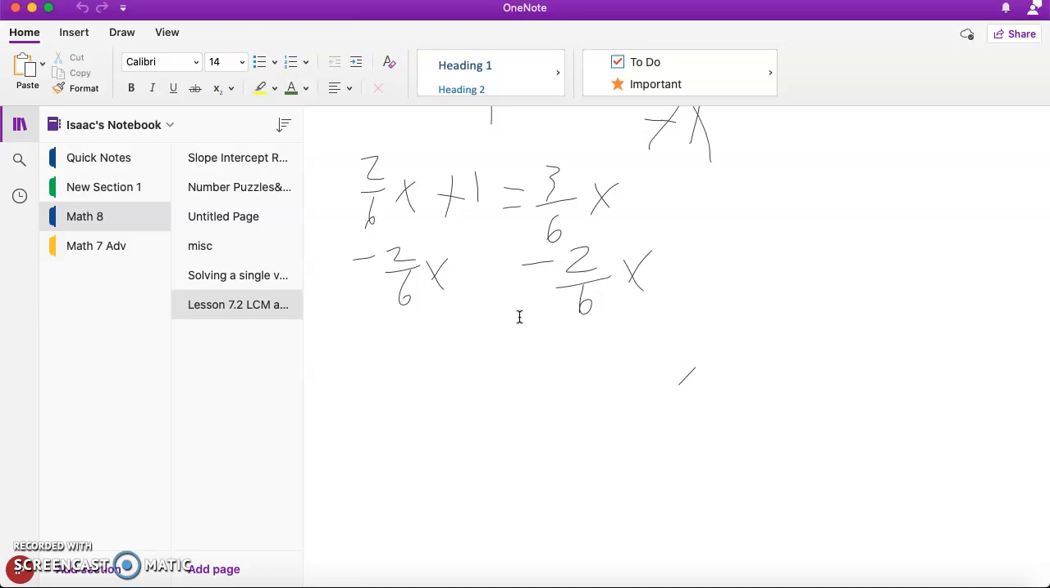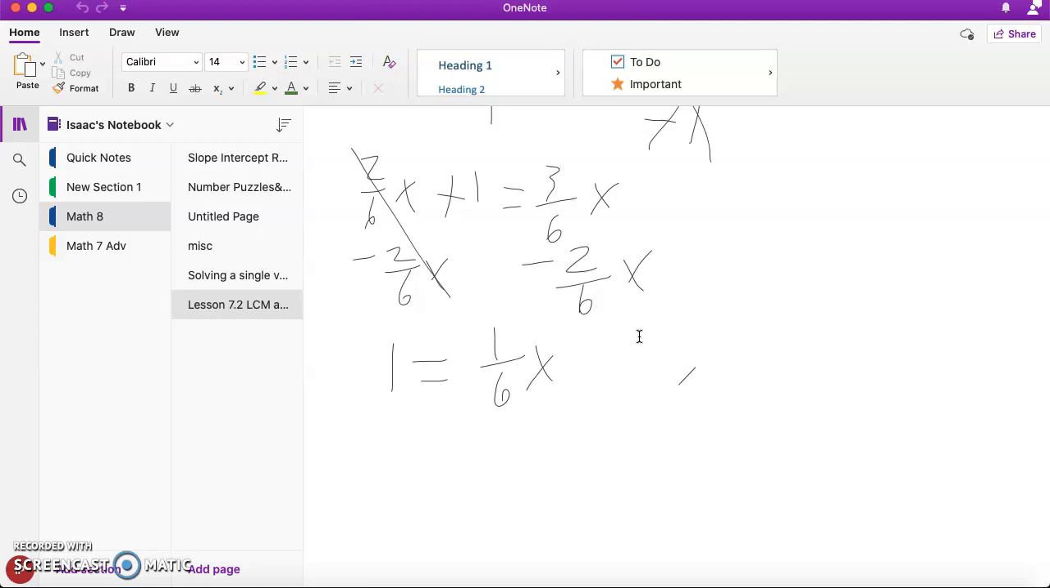Then I'll get 1 equals, sorry, it's being a little slow to show my work. 1 equals 1 over 6 x. Because 3 minus 2 is 1, so 3 over 6 times x minus 2 over 6 times x is just 1 over 6 x.